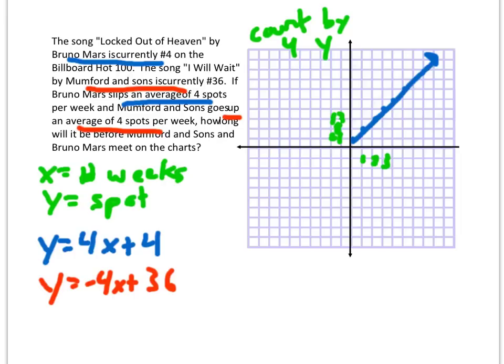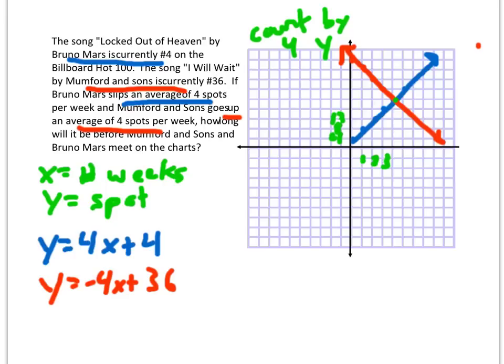Alright, now Mumford & Sons, its spot's 36. Well, that's going to be up 9 on my y-axis because I'm counting by 4s, so that's going to be right here. And it's going down 4 over 1, so that's going to look like this because I'm counting by 4s on the axis. And sorry, my graph's a little off here, but you get the idea. So this right here is the spot of intersection.